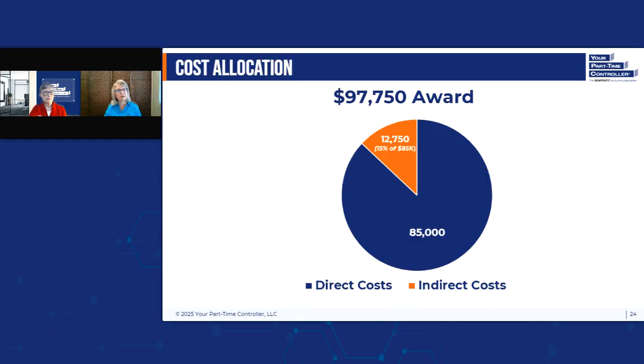It's important to note that allowing indirect costs on a federal award does not increase the total funding amount. For example, with a hypothetical $97,750 award and an indirect cost rate of 15% of direct costs, the direct costs would be $85,000 and the indirect costs would be $12,750. This rate determines how much of our indirect costs the award will cover, but does not increase the overall funding beyond $97,750.